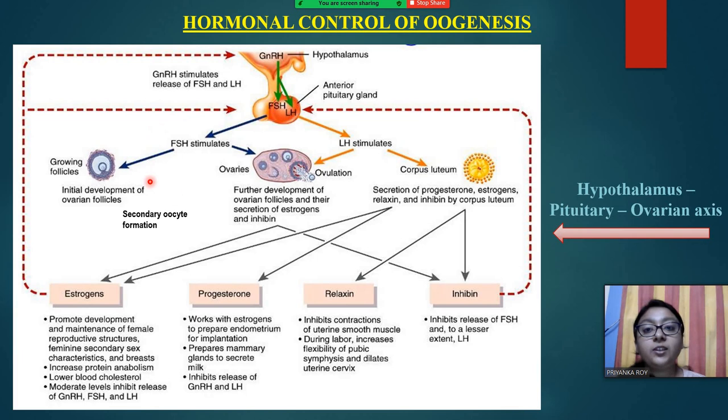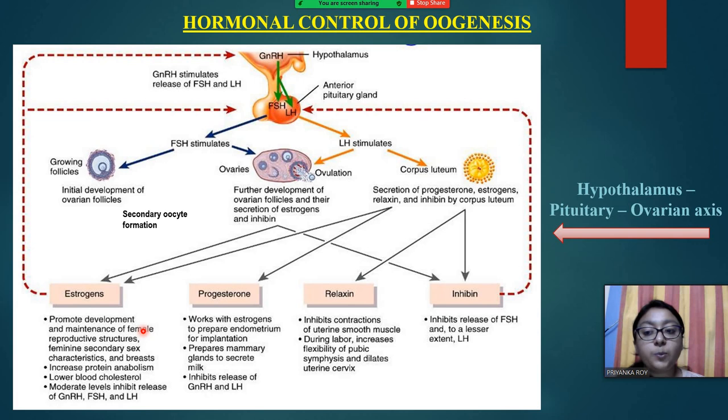So what happens when FSH is secreted? FSH stimulates the growing follicles inside the ovary and helps in the secondary oocyte formation. It also helps in the ovulation process, and it also helps in the secretion of estrogens and inhibin from the ovarian follicles. LH also stimulates ovulation as well as the corpus luteum. It helps in the secretion of estrogen, progesterone, relaxin and inhibin. So these four hormones are the major hormones in the female reproductive system.